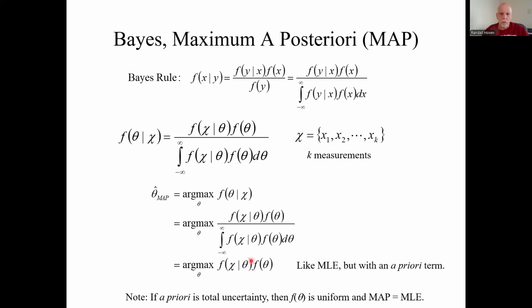For maximum likelihood, just this conditional part was what we maximized. Now we multiply it by the a priori PDF of what we're trying to estimate. And that's the new thing we maximize. By the way, if your a priori is total uncertainty, which would mean a uniform distribution, the Bayes estimate is the same as the maximum likelihood estimate. Sometimes I'll call it Bayes, sometimes I'll call it maximum a posteriori, or MAP.